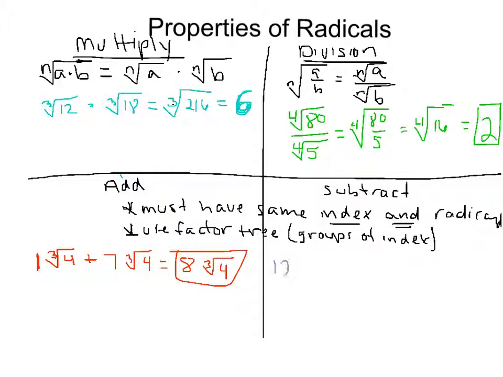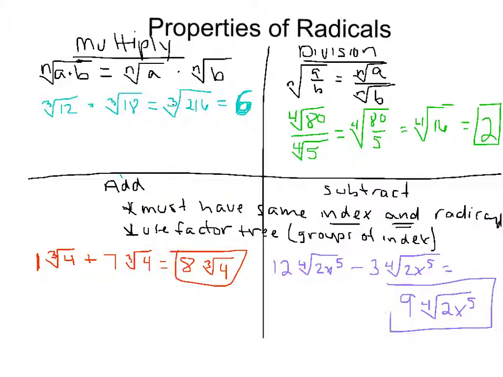So if we have 12 fourth roots of 2x to the 5th minus 3 fourth roots of 2x to the 5th, they both have an index of 4. They also both have a radicand of 2x to the 5th, so we can subtract them. If I have 12 fourth roots minus 3 fourth roots, that leaves me with 9 fourth roots of 2x to the 5th. So we had 12 of them, we took away 3 of them, so now we have 9 of them. So 9 fourth roots of 2x to the 5th.